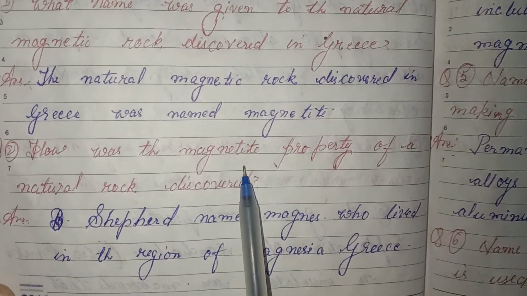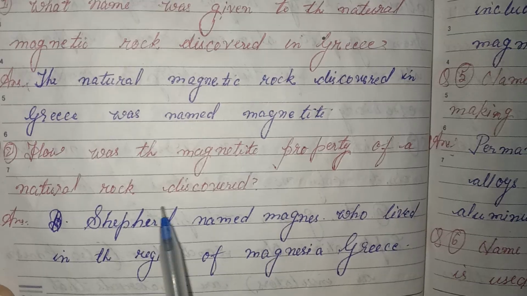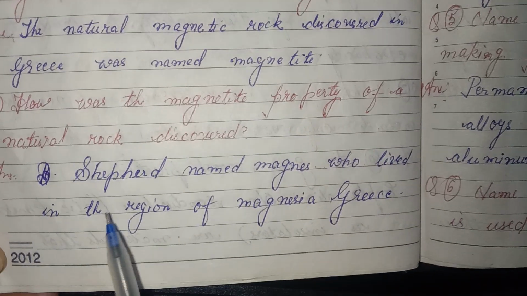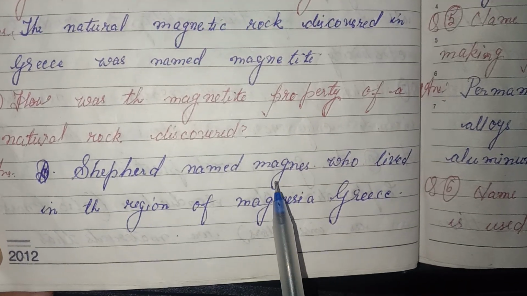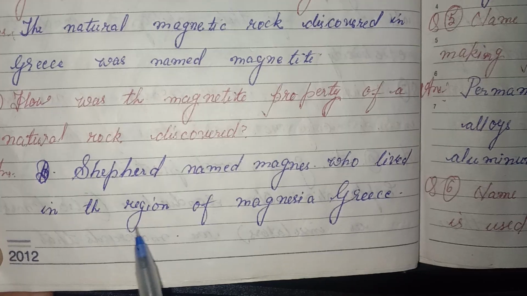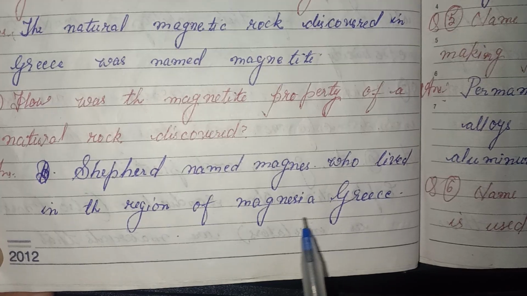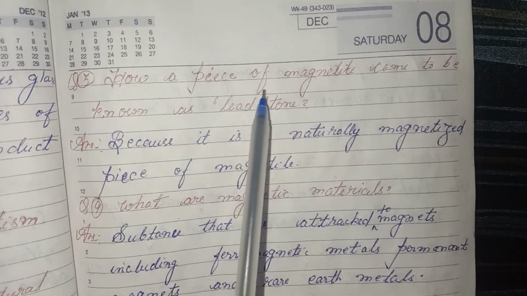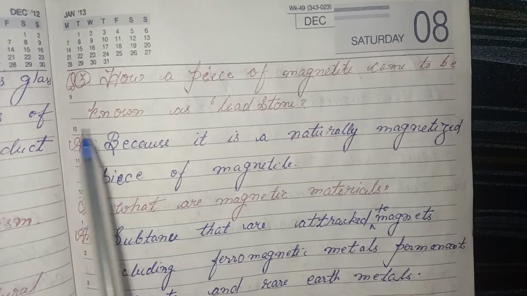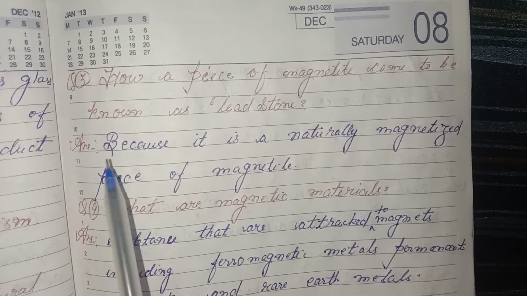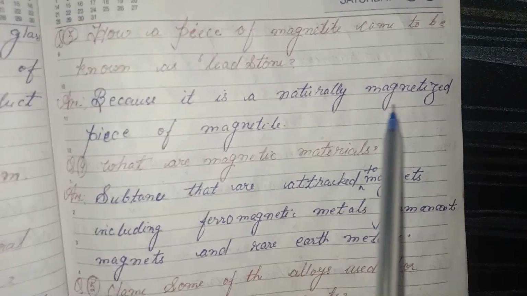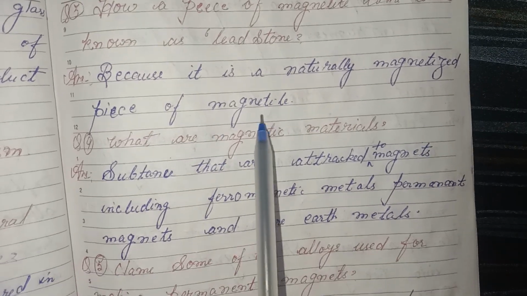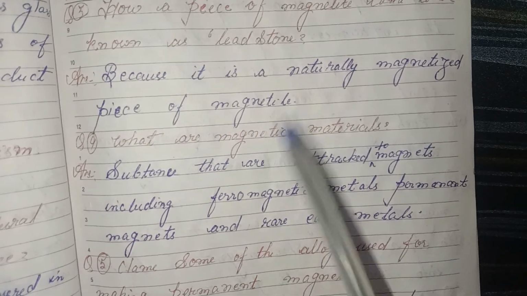Second, how was the magnetic property of a natural rock discovered? Answer: by a shepherd named Magnes who lived in the region of Magnesia, Greece. 3. How did a piece of magnetite come to be known as lodestone? Answer: because it is a naturally magnetized piece of magnetite.